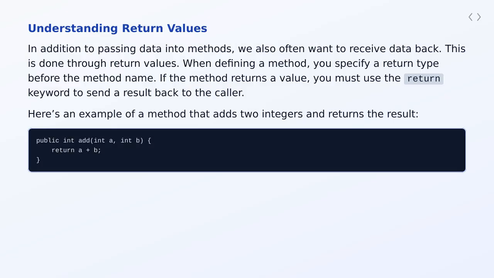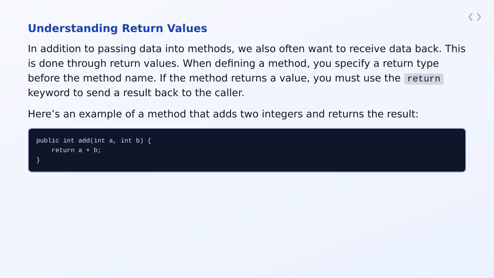Understanding return values, let's dig in. In addition to passing data into methods, we also often want to receive data back. This is done through return values. When defining a method, you specify a return type before the method name. If the method returns a value, you must use the return keyword to send a result back to the caller.